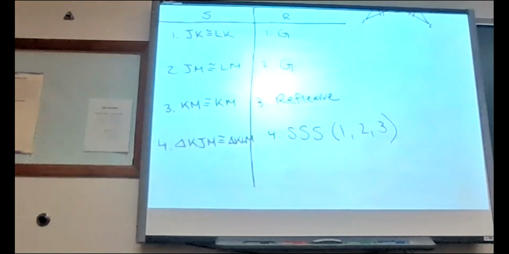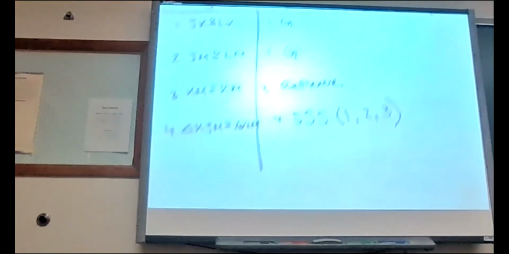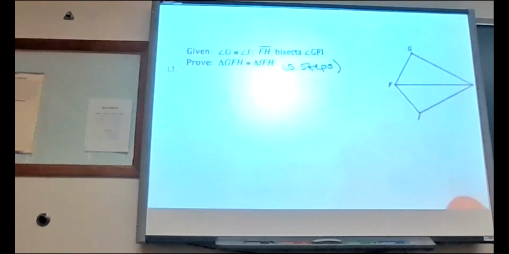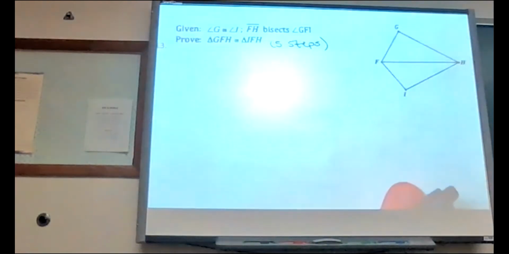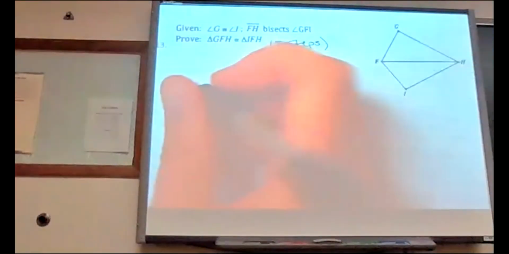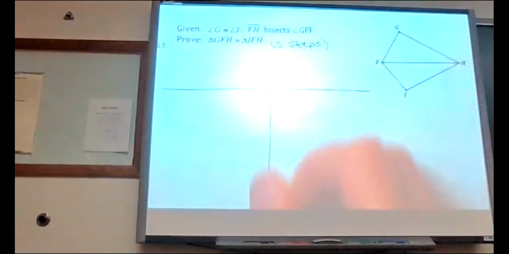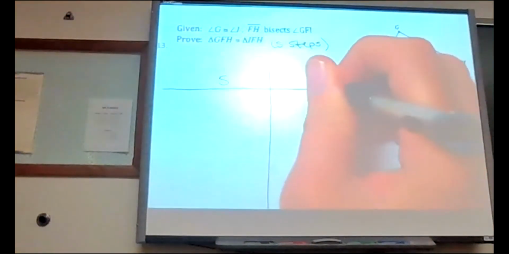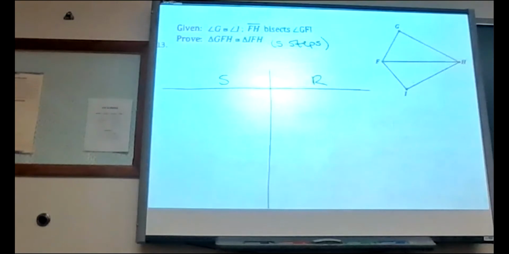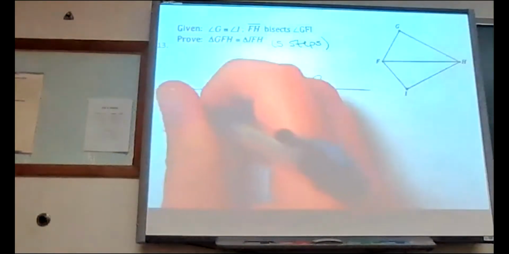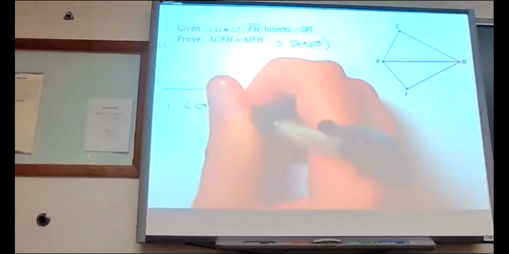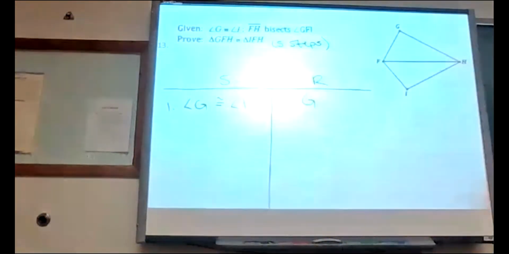Okay. So we have one more proof. Let's do the last proof. This one's 5 steps. It has bisect. Good one to do. Statements, reasons. So I'm on 13. First statement, angle G is congruent to angle I, given G, I.